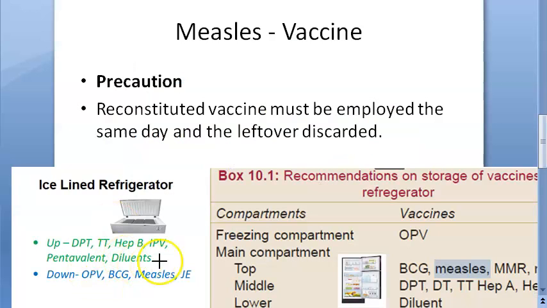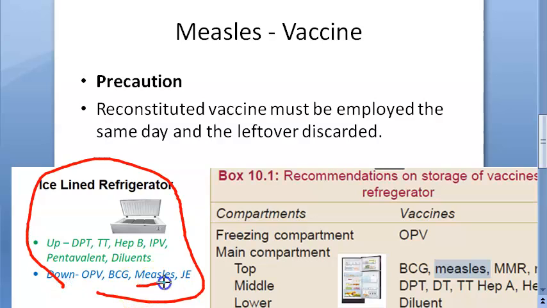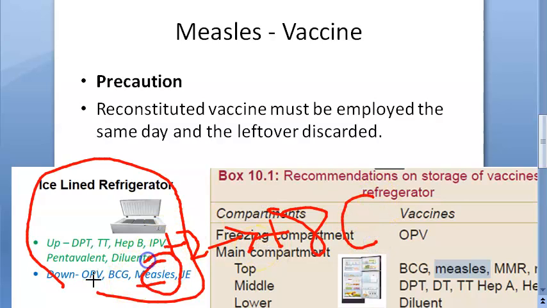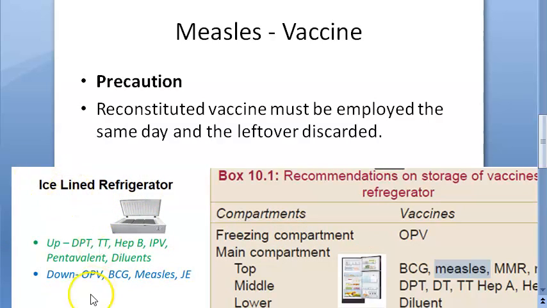So measles vaccine in the ILR, where is it stored? Down. +2 to +8 degrees centigrade, right? That is the ideal storage temperature for all vaccines, you can remember. Measles is in the bottom of the ice-lined refrigerator. In a normal refrigerator, it will be a different position. Don't learn that. Learn the ice-lined refrigerator position, okay?